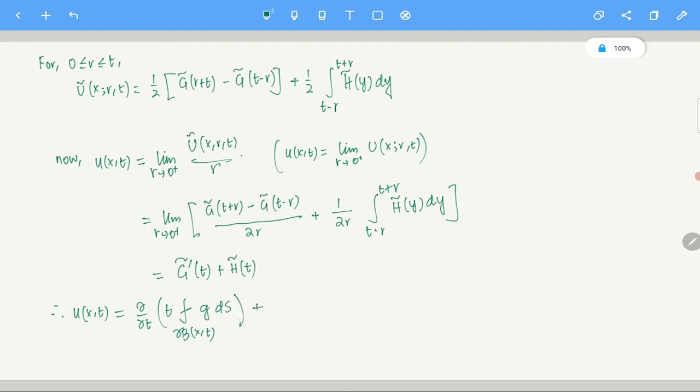Clear? Plus t times, because g tilde is t times g. So that is why this t is coming, and h tilde is t times the average over del B(x,t) of h dS. Clear? I'm just using the definition, I'm not doing anything else. Okay, so I have this.